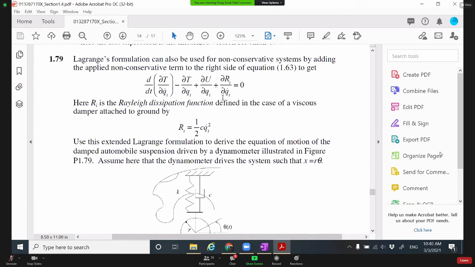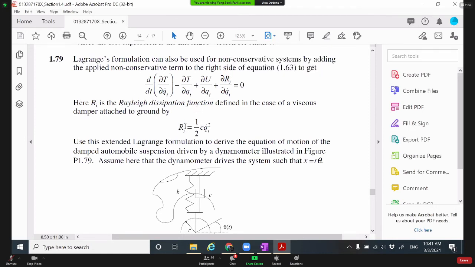Round R. This is what we're going to call, now I remember, the Rayleigh dissipation function. So this is kind of the energy, but this only works for the damper. Can you see that the damper? So this is not the T and U, but the R. The Rayleigh comes with this equation.